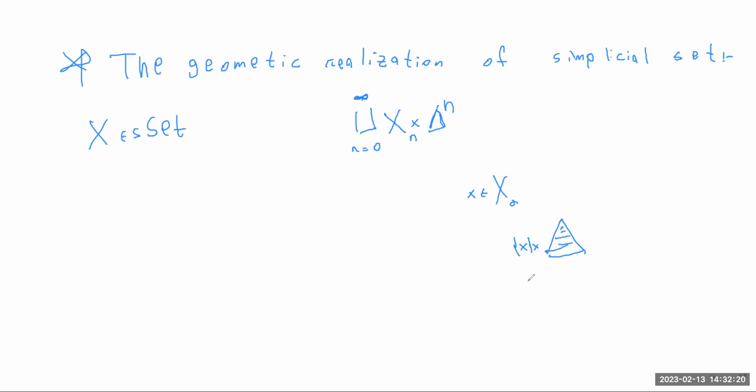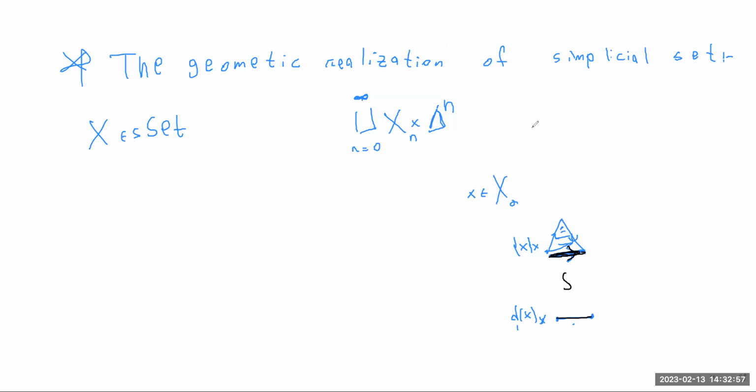But for this, we know that D1, for example, of this x is also a product with Delta 1, which is just an edge. But actually, we want to glue this with this. We don't want to repeat; by taking the union, we repeat ourselves. We want this to be the same as this.